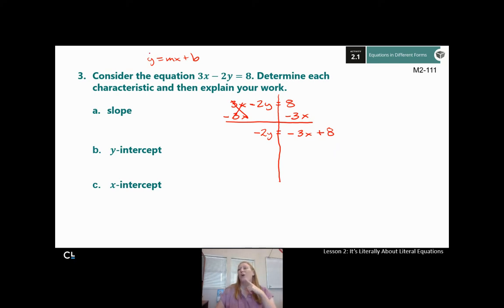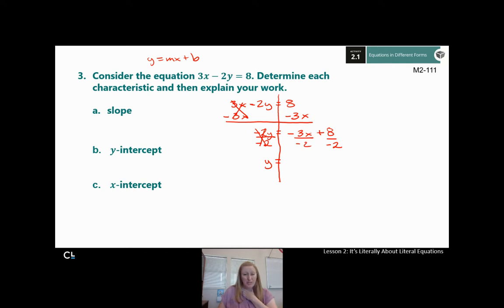But of course, y needs to be totally alone. I don't want negative 2 times y. I just want y. So since that's negative 2 times y, I'm going to undo it by dividing by negative 2. But that means you have to do it to everybody. Everybody gets divided by a negative 2. Those cancel out. That's why we did it. So y equals. These do not cancel out.